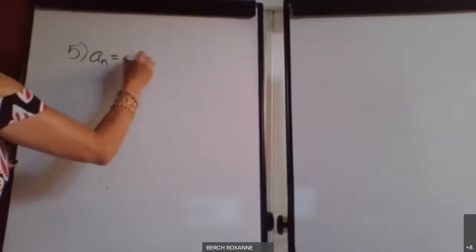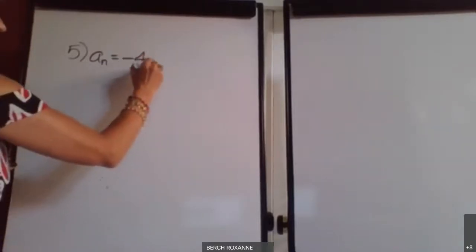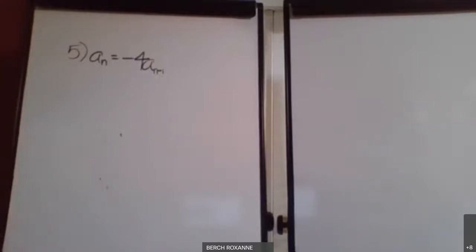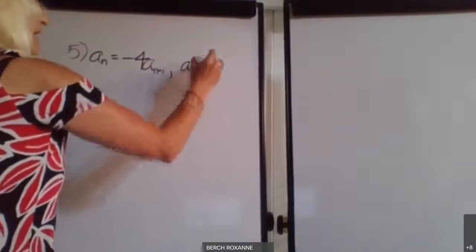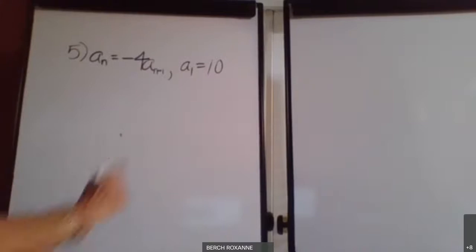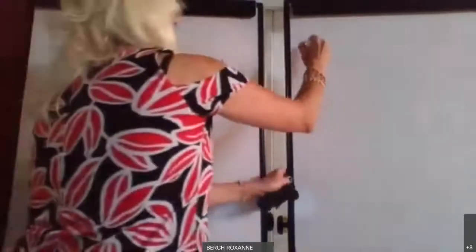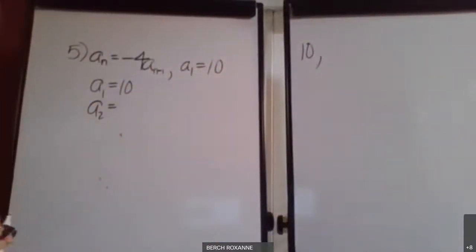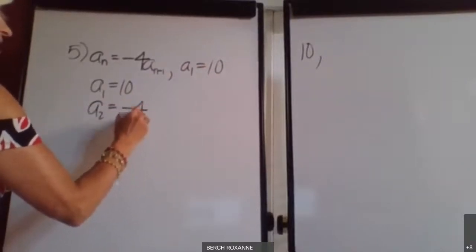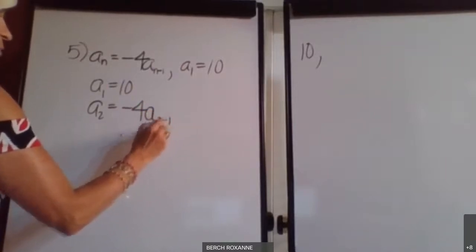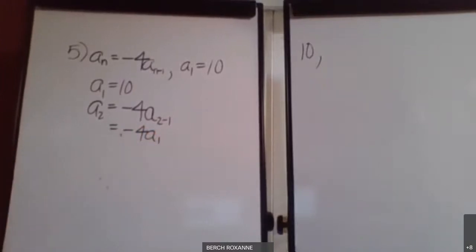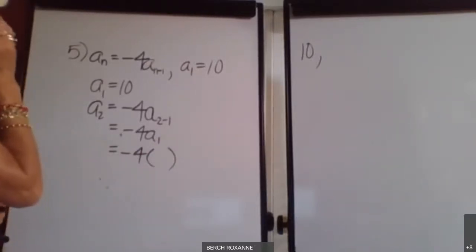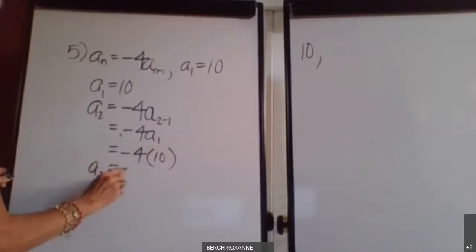All right. a sub n is equal to -4 times a sub n minus 1, where they give you the first term is 10. So whenever you see anything like this, it is recursive. So they're saying that the first term is 10. So when you go to find the second term, it would be -4 times a sub 2 minus 1. Well, isn't that -4 times a sub 1? So isn't that requiring that you know the first term? So what's the first term? Ten. So a sub 2 is -40.